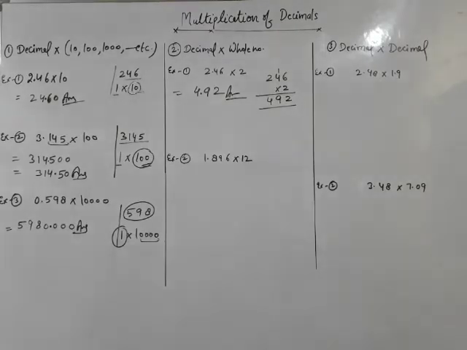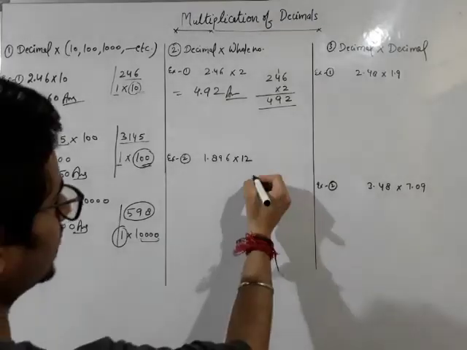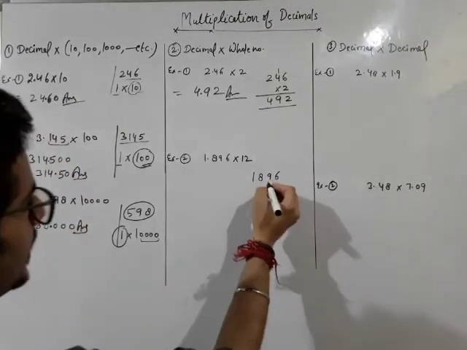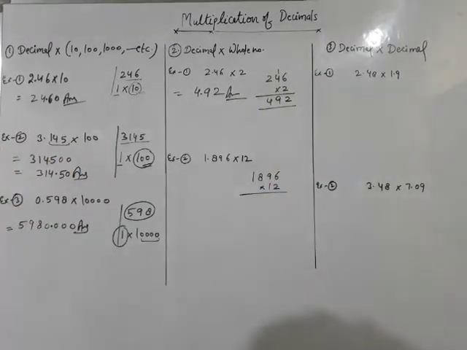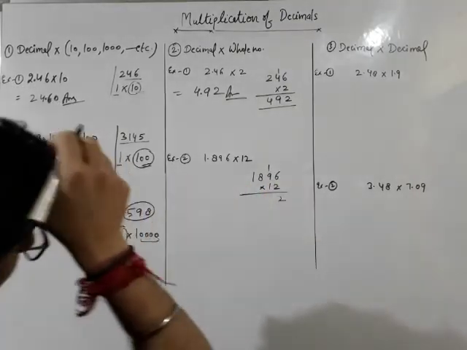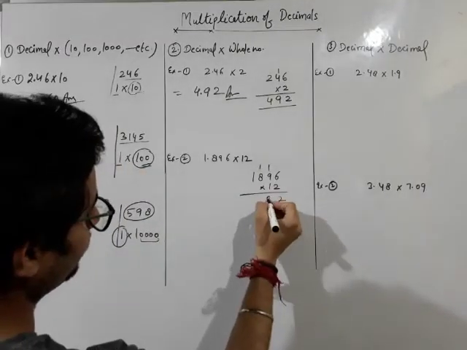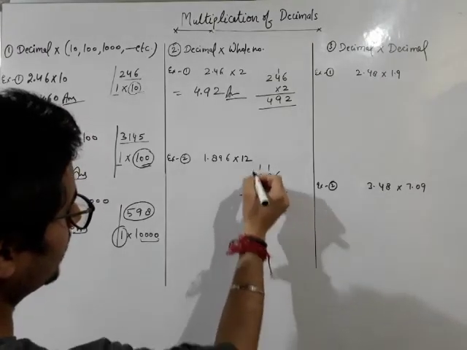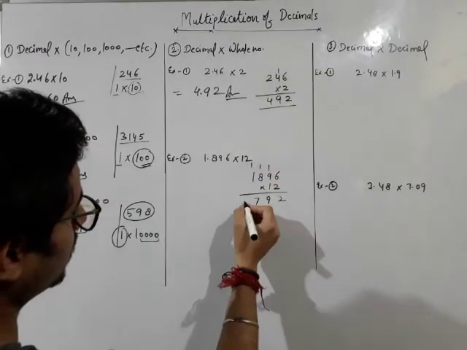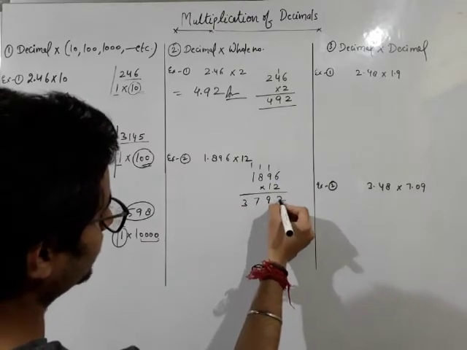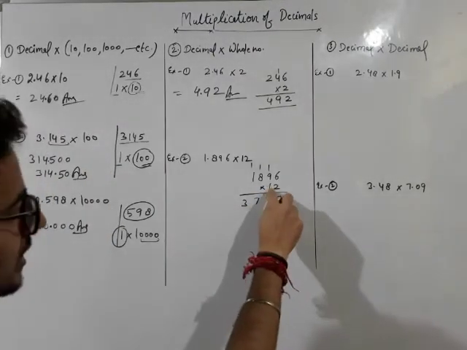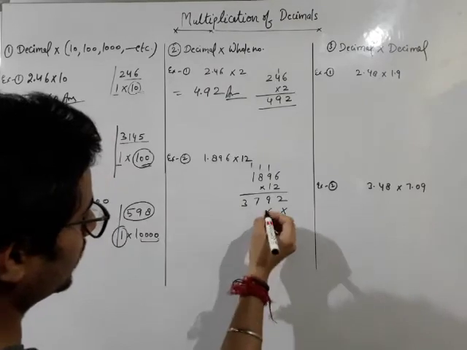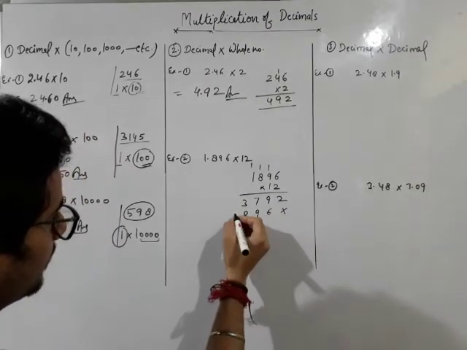In the second example, we have to multiply 1.896 by 12. So remove the decimal point, then it will be 1896, and multiply it by 12. First we will multiply by the unit digit 2. 2 sixes are 12, carry 1, 9 twos are 18 and 1 is 19, carry 1, 8 twos are 16 and 1 is 17, carry 1, 2 ones are 2 and 1 is 3. Then we will place a multiplication sign. Now multiply by the tens digit. The tens digit is 1. When we multiply by 1, 1 into 6 is 6, 1 into 9 is 9, 1 into 8 is 8 and 1 into 1 is 1.